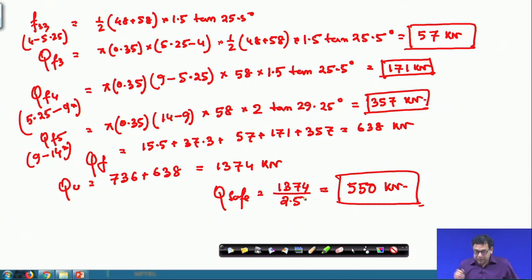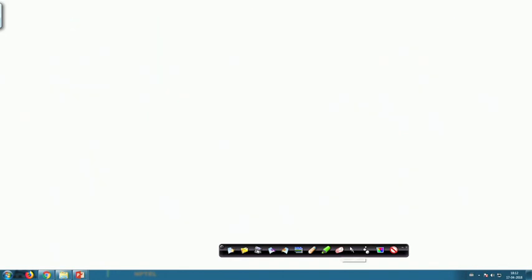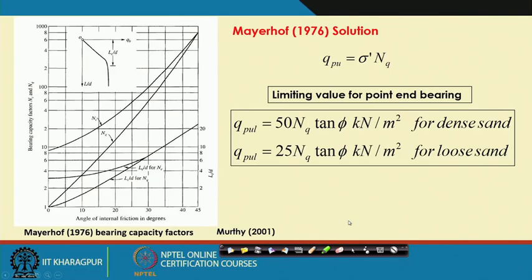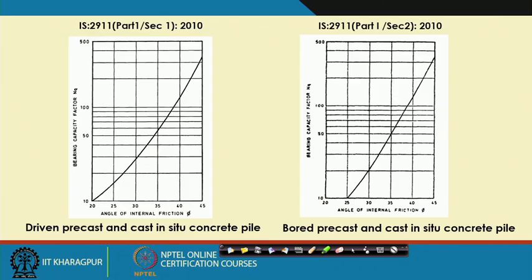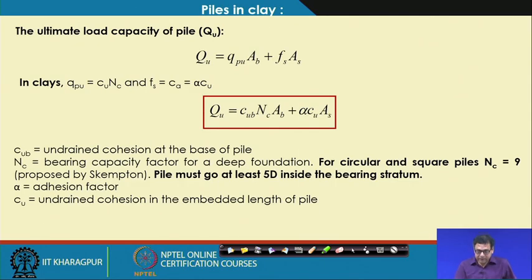So, in the next part, I have solved the problem of pile mainly in granular soil, for homogeneous sand as well as layered soil. So, in the next part I will start the load carrying capacity of pile in clayey soil. If the pile is in clay, then what would be the load carrying capacity? These things I have finished. So, now pile is in clay.